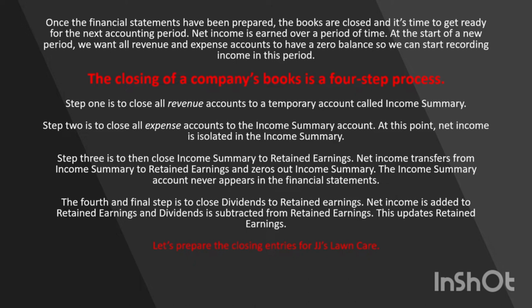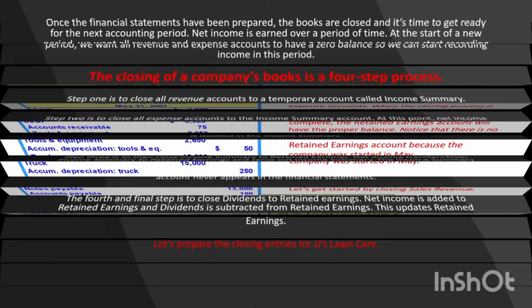The fourth and final step is to close dividends to retained earnings. Net income is added to retained earnings and dividends are subtracted from retained earnings. This updates retained earnings. This is the four-step process of how to close a company's books. I hope you understand. If you have any query, kindly comment and I will answer you. Now let's prepare the closing entries for JJ Lawn Care.